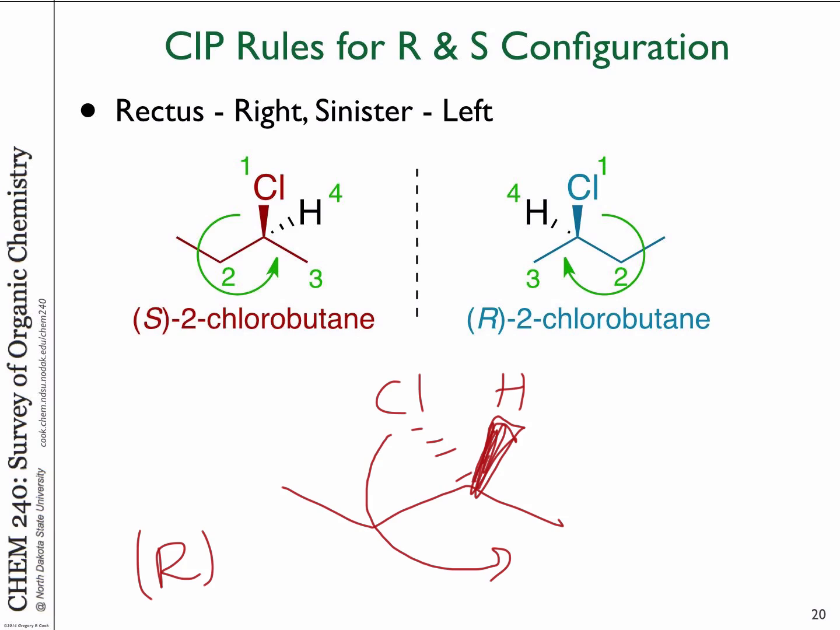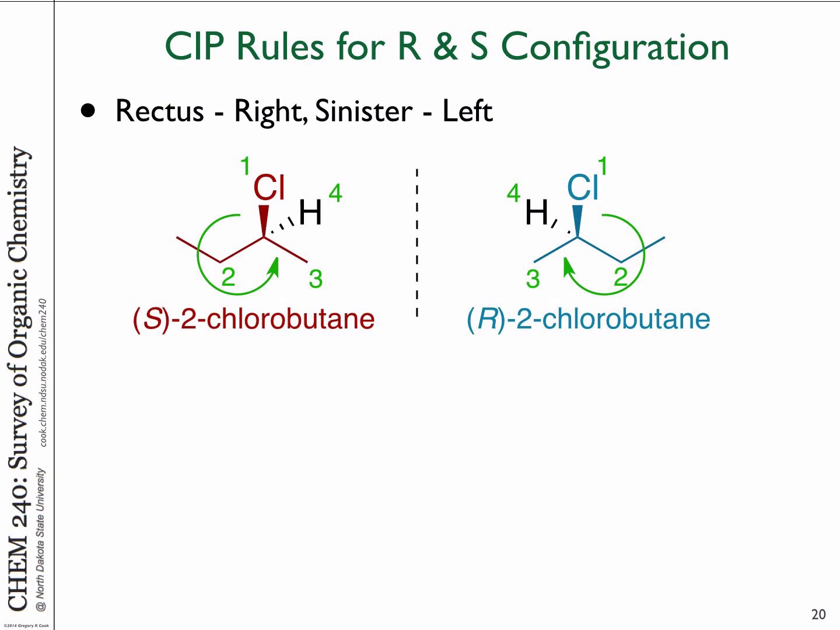Well, what if I drew it this way? What if I put the lowest priority group as one of the bonds in the plane of the board? Can you also rotate it and look at it from the right direction? Or see which way it goes? What's the configuration of that molecule?